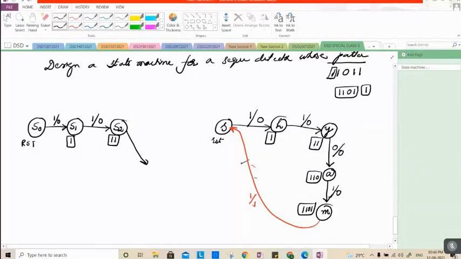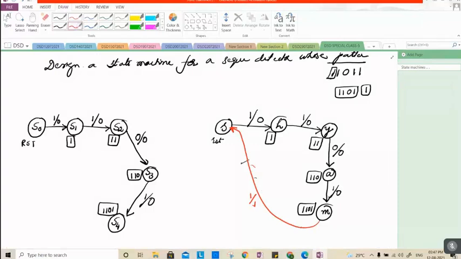Now from S2, if the next input value is 0, it enters into a state S3, and S3 is a state which has detected 110. Now from S3, it is moving on to S4 if the input is equal to 1. S4 is a state which has detected 1101, and from S4 it goes to S0.